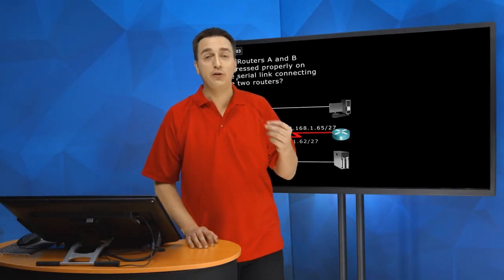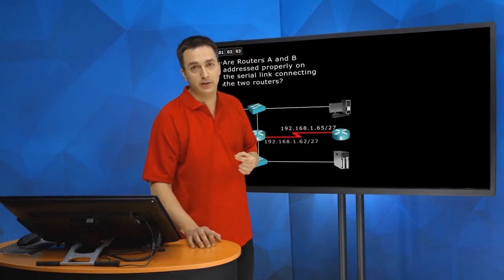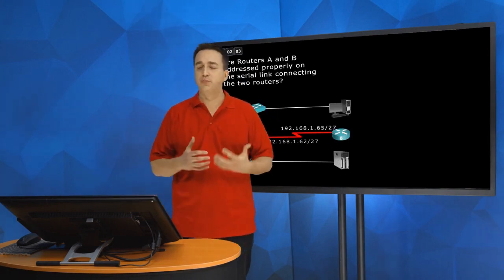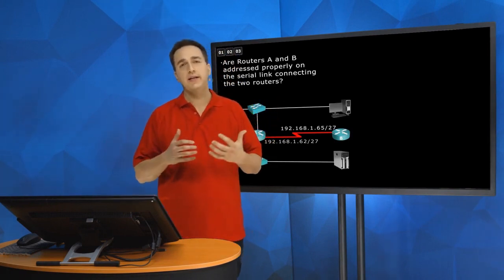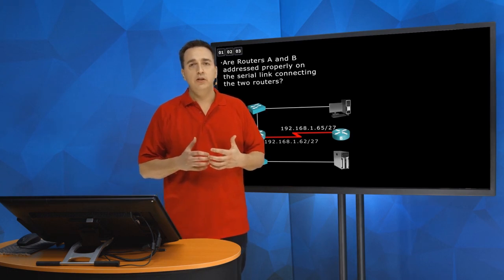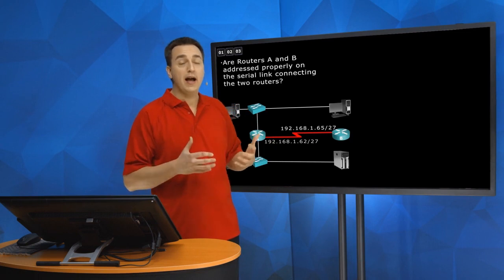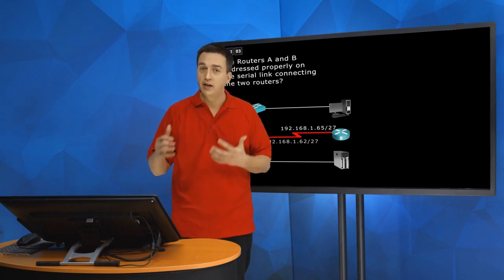All right, I want you to try this one out, folks, all by yourself. What's the question? It says, are routers A and B addressed properly on the serial link connecting them together? So what do you need to do? Well, you need to figure that out. So are they addressed properly? Yes, or are they not addressed properly?